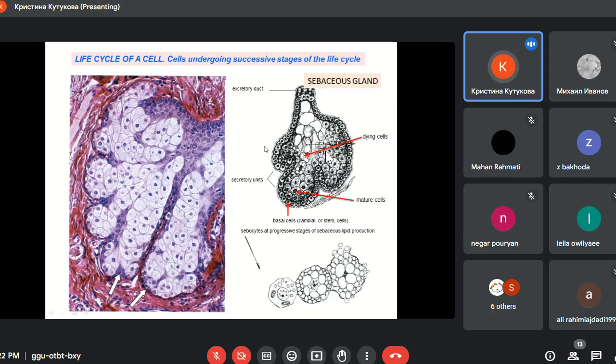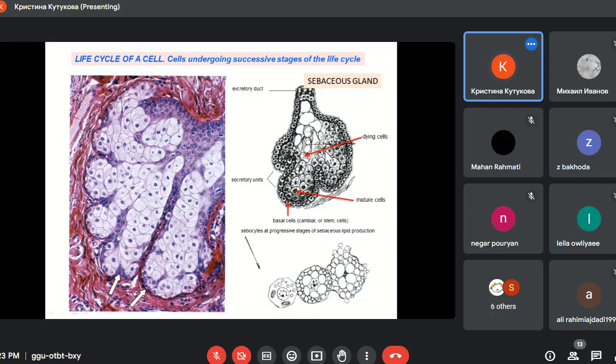Now, the sebocytes always renew. So here we will have the basal or cambial stem cells, which are dividing cells which make new sebocytes. They are located at the periphery here, just at the border between the sebaceous gland and the tissue which surrounds it, which is connective tissue with a lot of collagen fibers. So here, just at the border, there will be stem cells, basal cells.